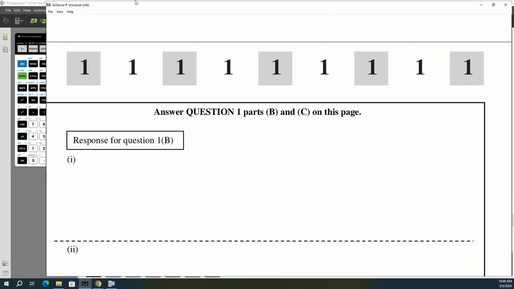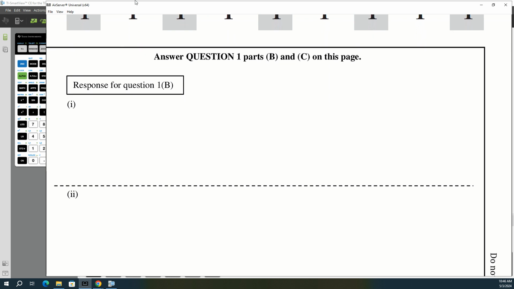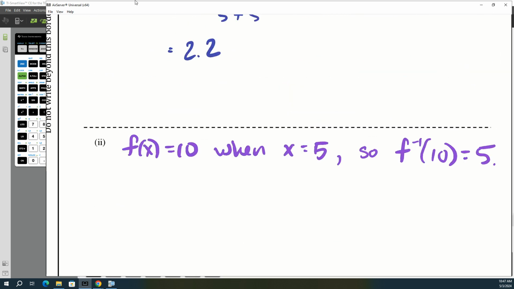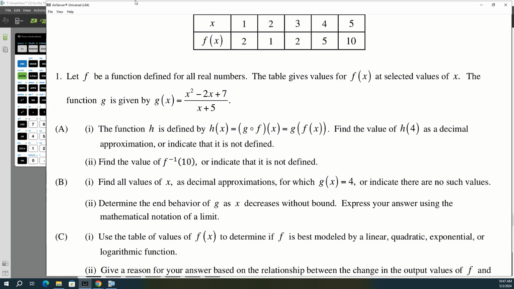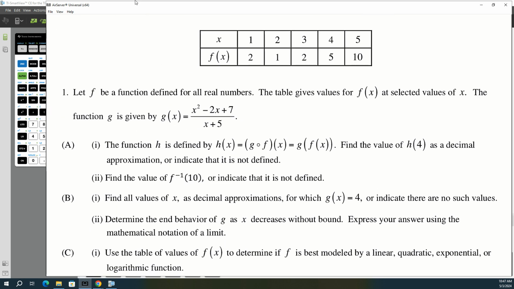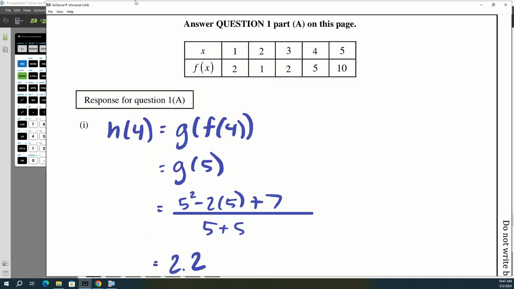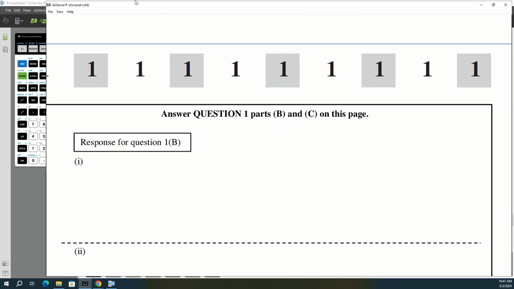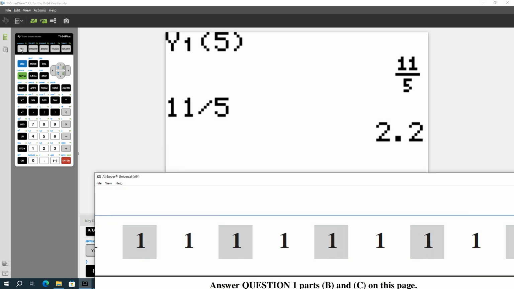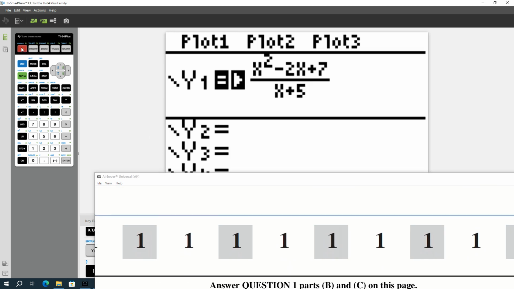And then for part B, we want to find all the values, as decimal approximations, for which g of x equals 4. So keep straight in your head which is g and which is f. g is the function we typed into the calculator. So we're going to go back to that y equals. And what are we going to make y2?